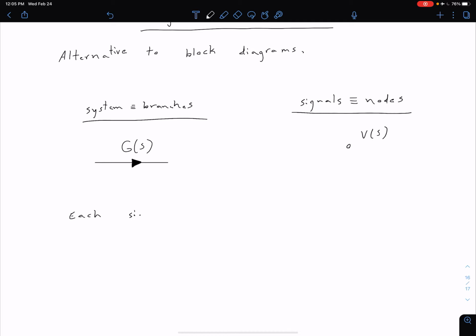So each signal is the sum of all signals. These signals might be passing through a system, which we're going to see here in a second, but all signals flowing into it.